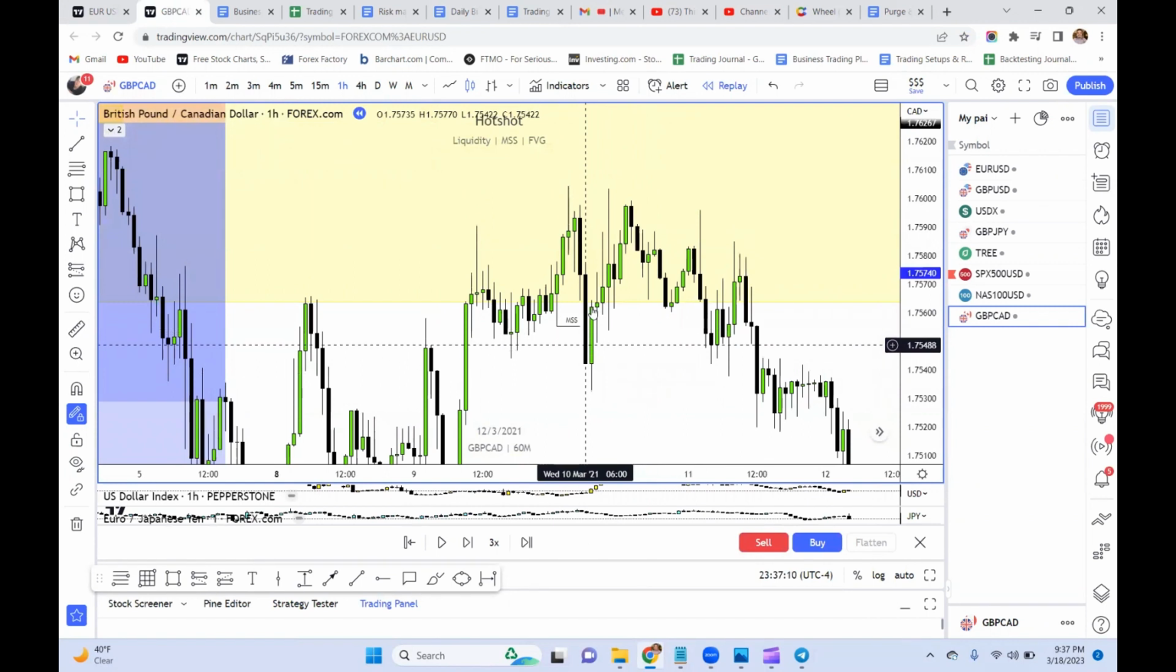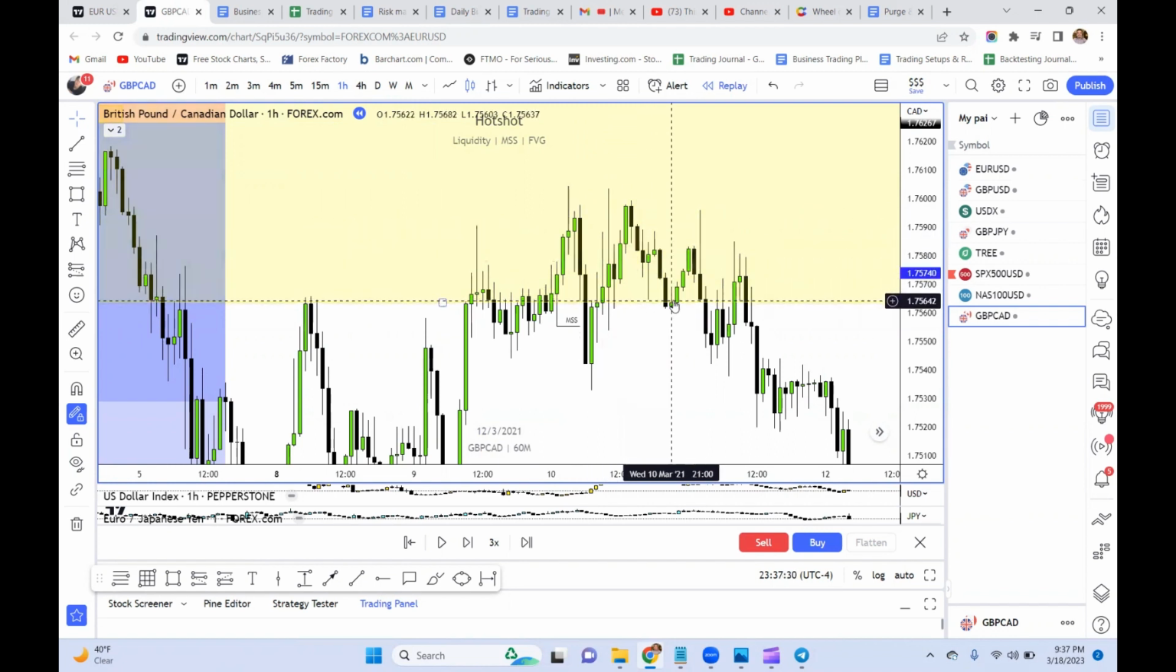Once it shifted, there weren't any fair value gaps here. Instead, price went up a little bit more. Didn't take out any more liquidity, but it also didn't respect the order block. So in this case, I would say that that market structure shift was invalid. So I would look for another one.